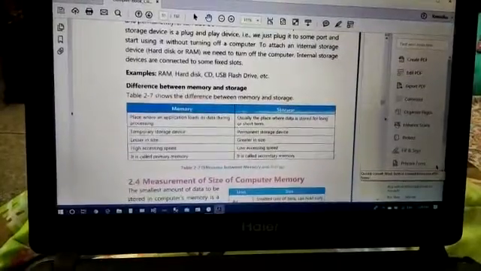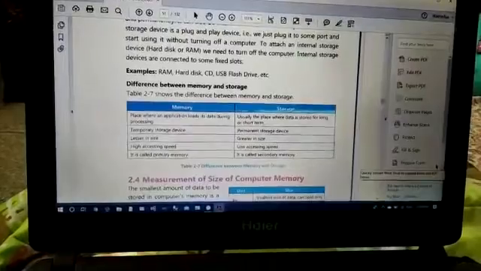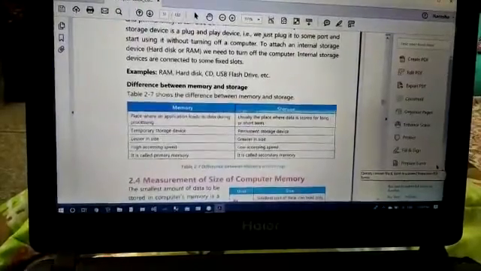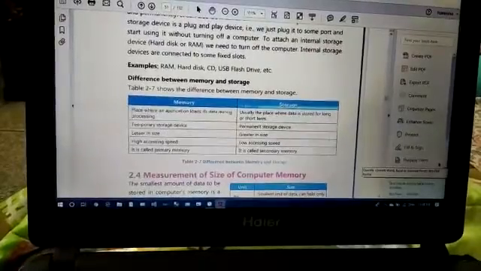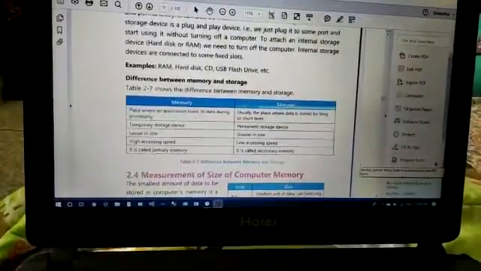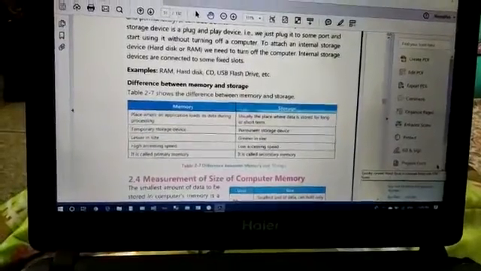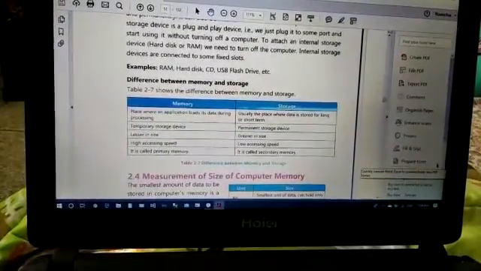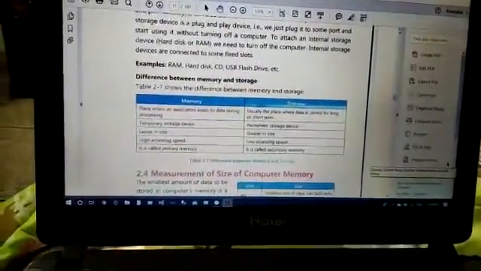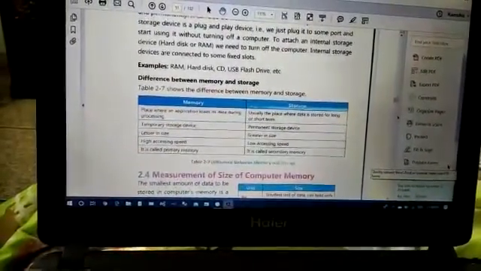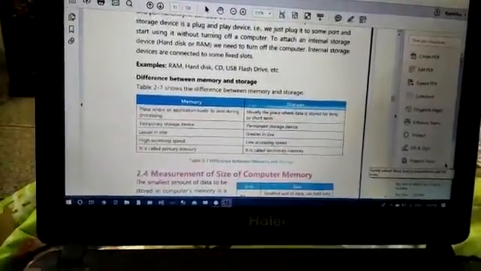Number fourth point is high accessing speed. Memory has a very high accessing speed, but the storage is not having high accessing speed. You need to go through each and every file you have already saved in the storage devices to access your required file. Last point of memory is it is called primary memory. So another name of memory is primary memory, while another name of storage is secondary memory. This was the difference between memory and storage.